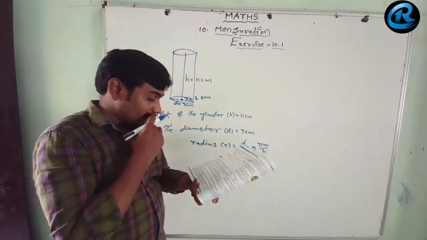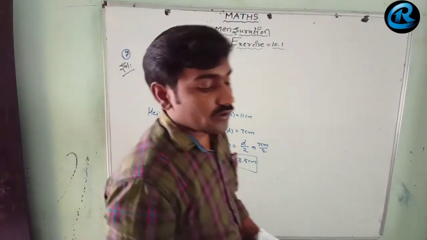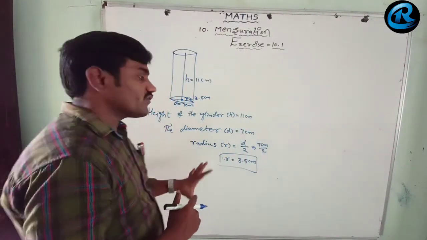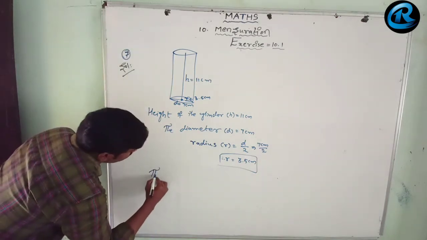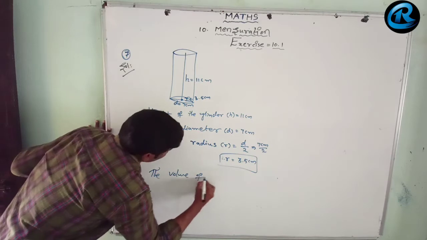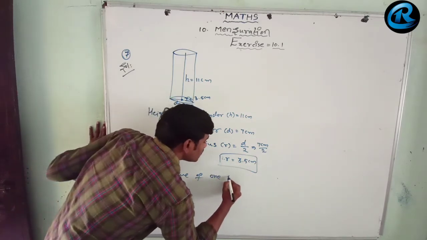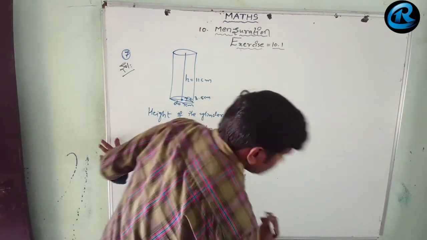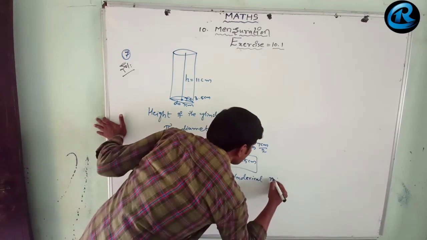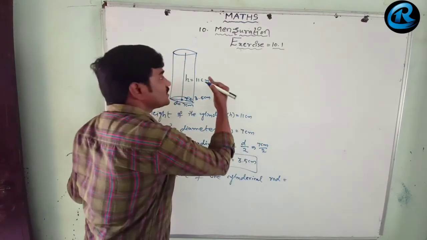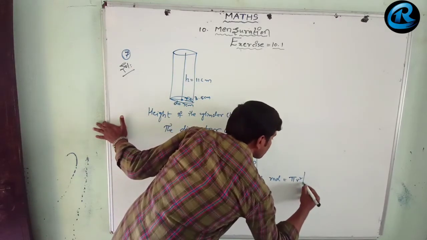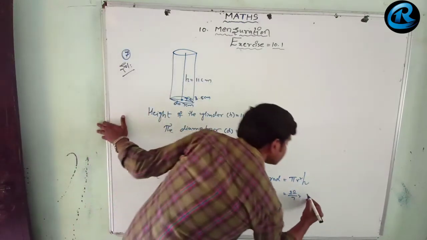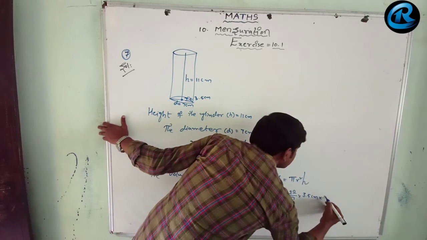What do we need to find out? Find out the volume of 50 such rods. If you know the volume of one rod, we can find the volume of the 50 rods. Let us find the volume of one cylindrical rod. One cylindrical rod equals, what is the volume of the cylinder formula? Pi r square h. Pi is 22 by 7, r value 3.5 centimeter into 3.5 centimeter.